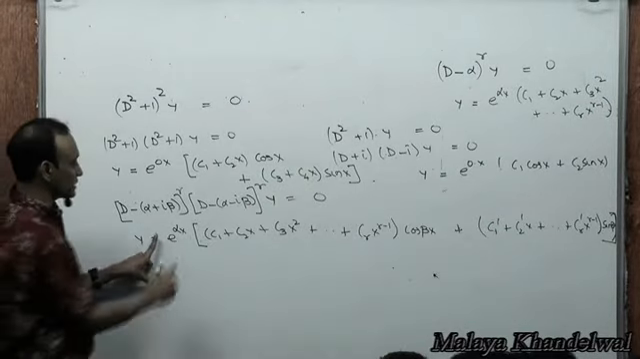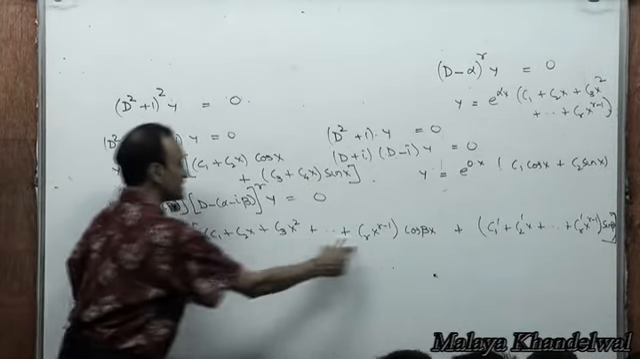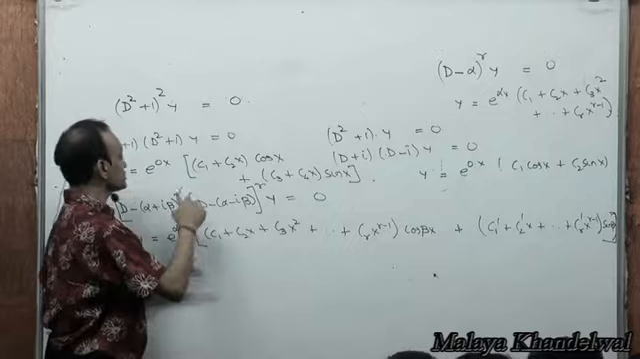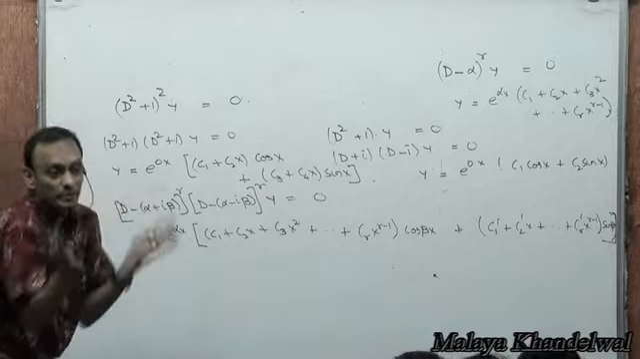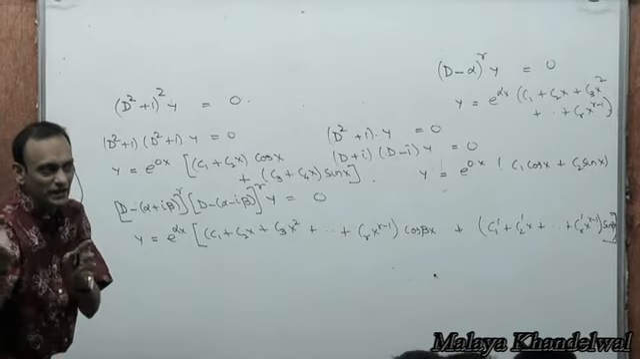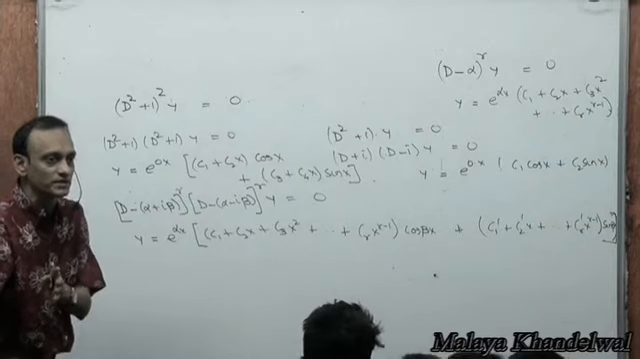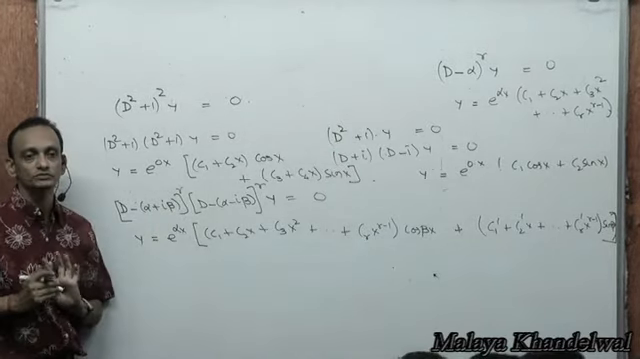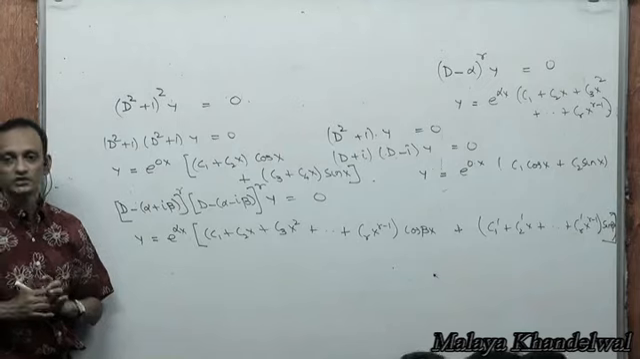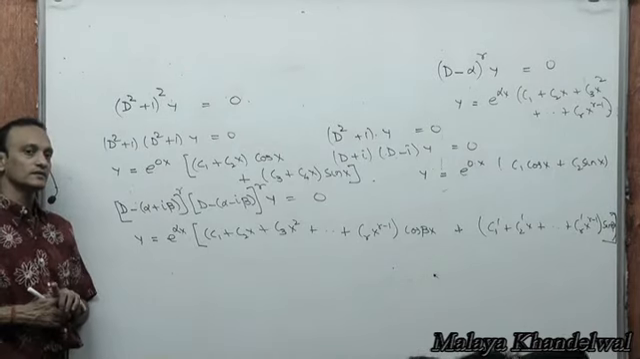e to the power alpha x taken common, then cos beta x would have this. These are alpha plus minus i beta, each repeated r times. Alpha plus i beta repeated r times, alpha minus i beta repeated r times. That will be the contribution to the solution made if the roots were complex.